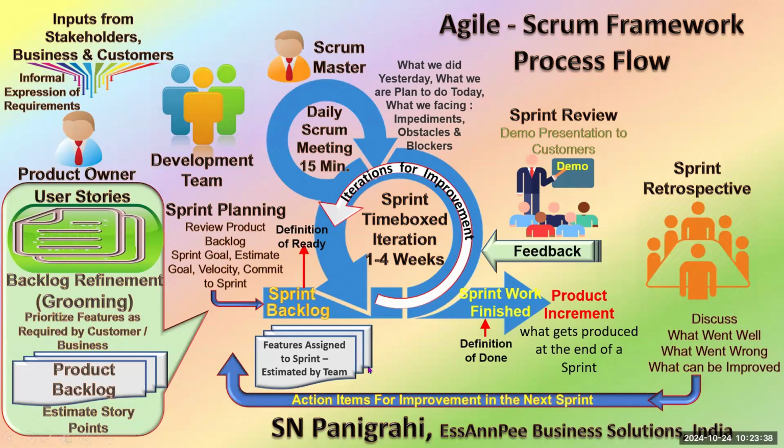Those recommendations we call action items. These action items go into the sprint backlog for the next iteration to start with, because these are improvements, process improvements. Okay, so we put these action items into the sprint backlog, and then in the next iteration we incorporate those improvements.